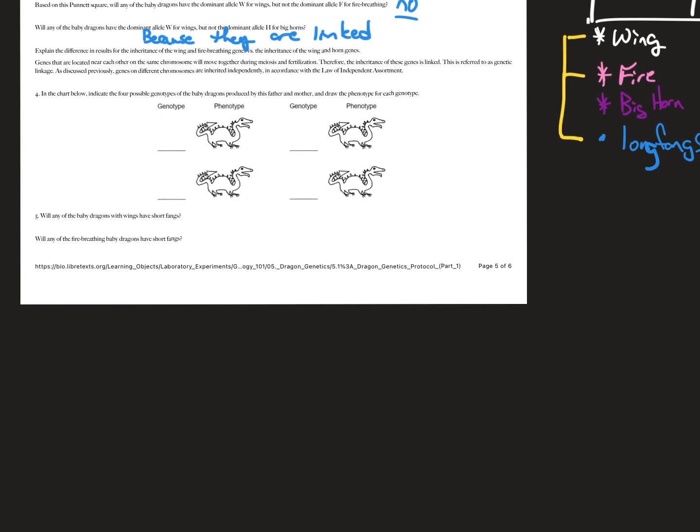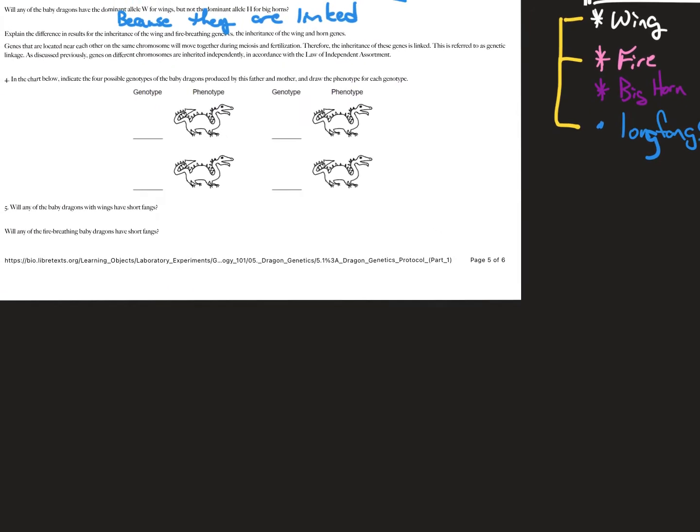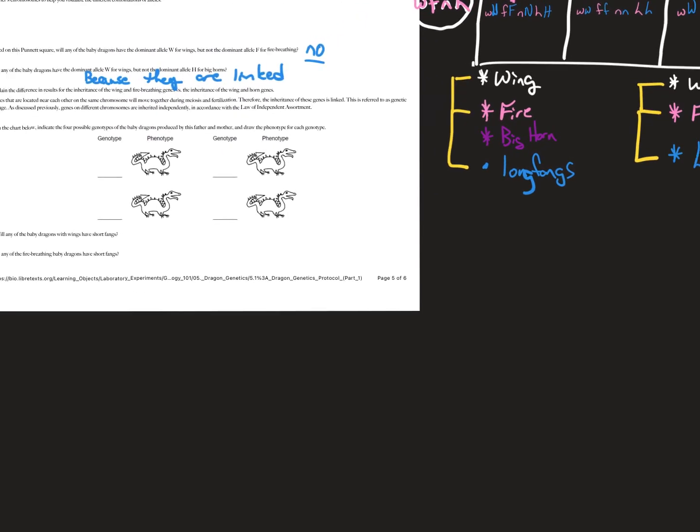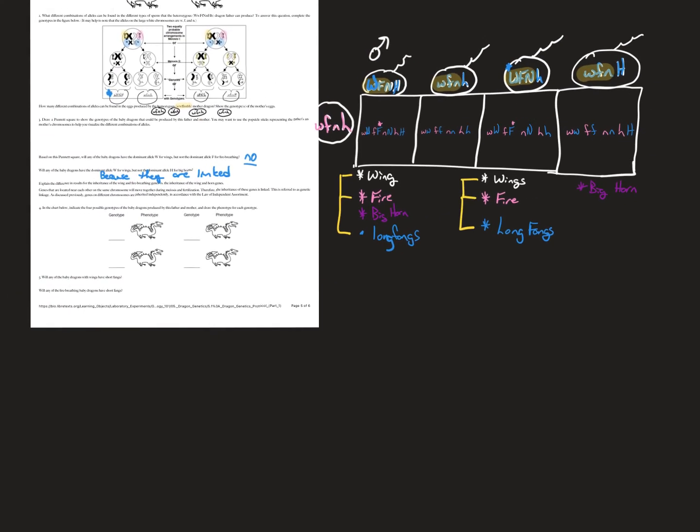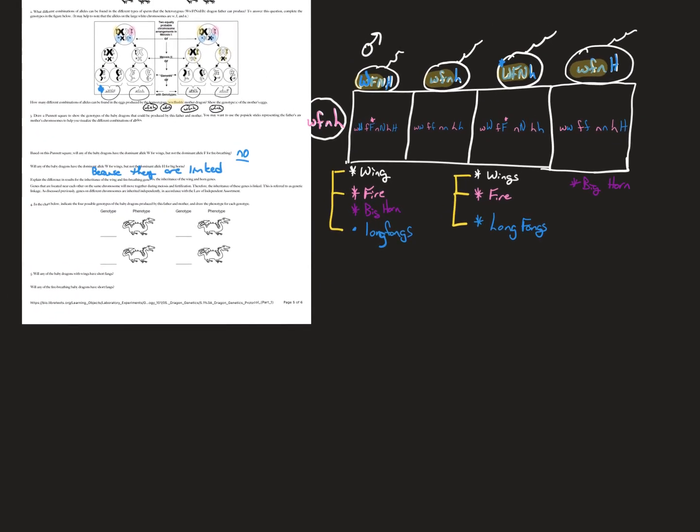In the chart below, indicate 4 possible genotypes of the baby dragon produced by this mother and father, and draw the phenotype and genotype. Well, I'm not going to draw the phenotype on each of those, but you can see that for each of these you can draw one that has wings, fire, big horns, long fangs; wings, fire, long fangs, and short horns; no wings, no fire, short fangs, and short horns; and no wings, no fire, short fangs, and big horn. So you can draw those 4 phenotypes.